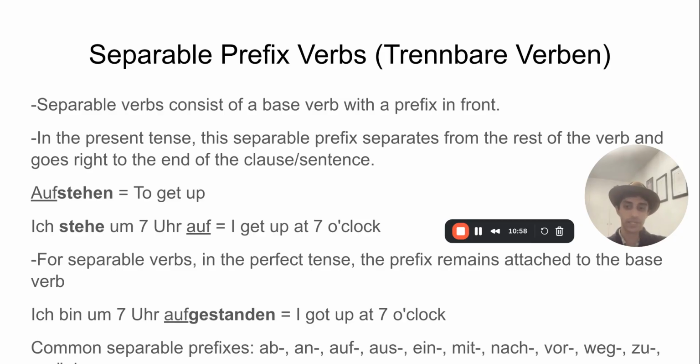So certain prefixes are simply always separable prefixes in German, and other prefixes, as we'll see, will always be inseparable prefixes. So it's just a case of memorizing which ones are the separable prefixes and which are the inseparable prefixes, and then knowing how each type of verb works. Okay, so that's all about separable prefix verbs.